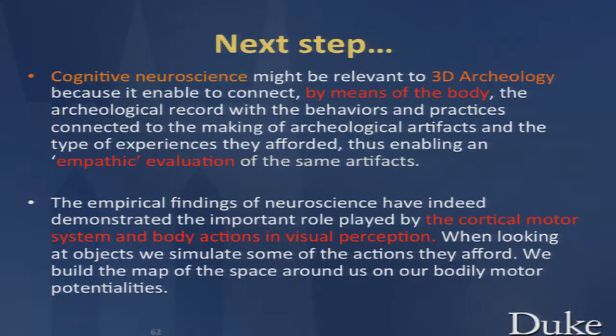The empirical findings of neuroscience have indeed demonstrated the important role played by the cortical motor system, body action, and visual perception. This was the most important discovery in neuroscience in the last decade, mirror neurons. So the brain is able to recognize action even when you are not conscious at all. And this was the great discovery. So why can this have an impact in art history, archaeology, and so on?